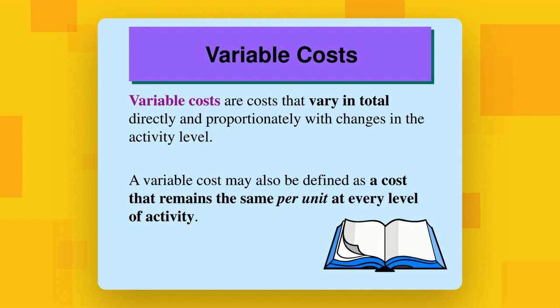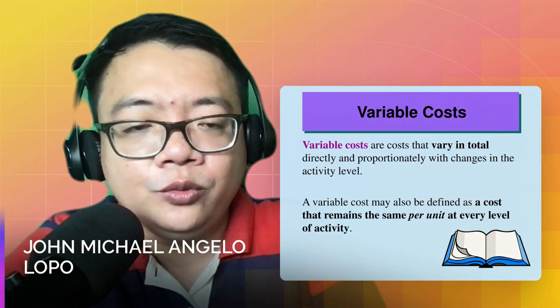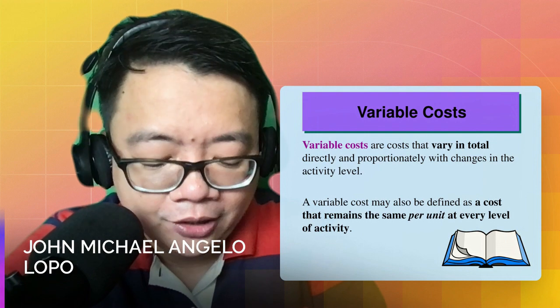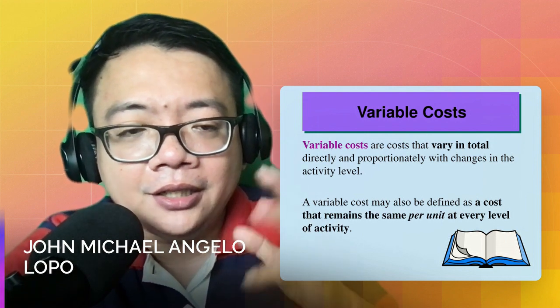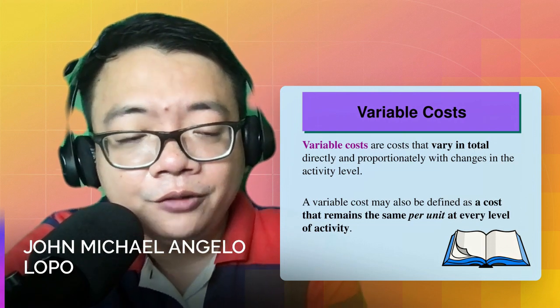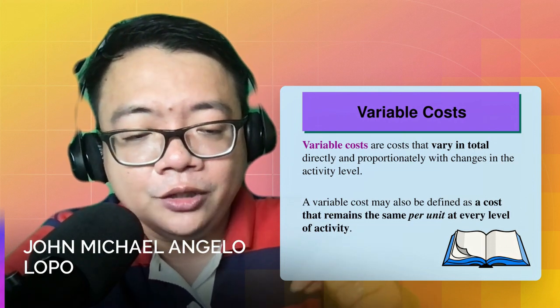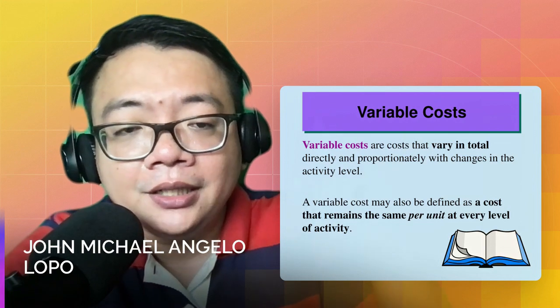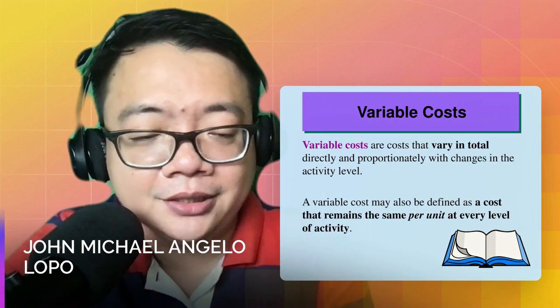Anong ibig sabihin, class? It will respond or react to the changes in your activity level. Meaning it will change proportionately and directly. For example, class, what if your sales will increase? Okay, anong mangyayari sa direct materials? Direct materials is an example of variable cost. For sure, if the sales increase, direct materials will also increase.